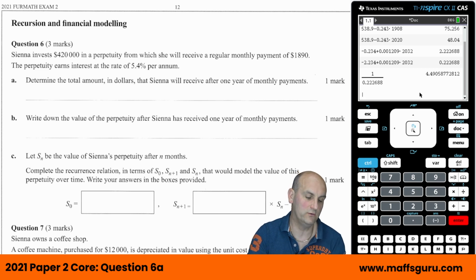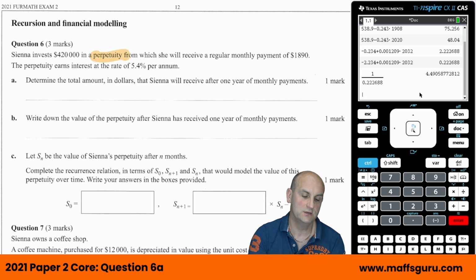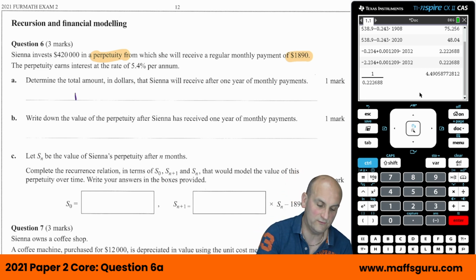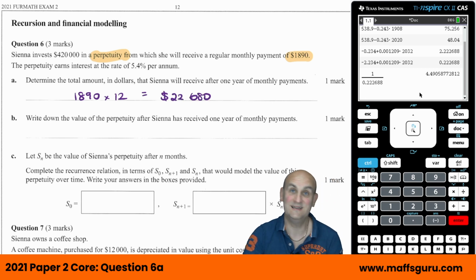Sienna invests $420,000 in a perpetuity. Perpetuity, basically the value doesn't change because you live off the interest. She'll receive regular monthly payments of that. That's my interest effectively. The perpetuity earns a rate of that per annum. Determine the total amount of dollars that Sienna will get after 1 year. Well, if she's receiving $1,890 per month, there's 12 months in a year, multiply those together, gave me $22,680.